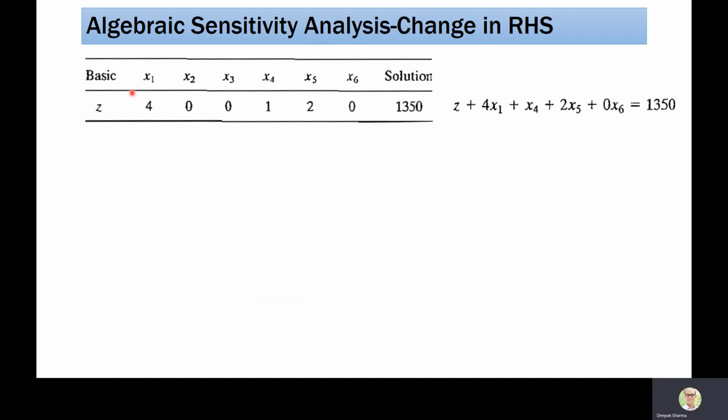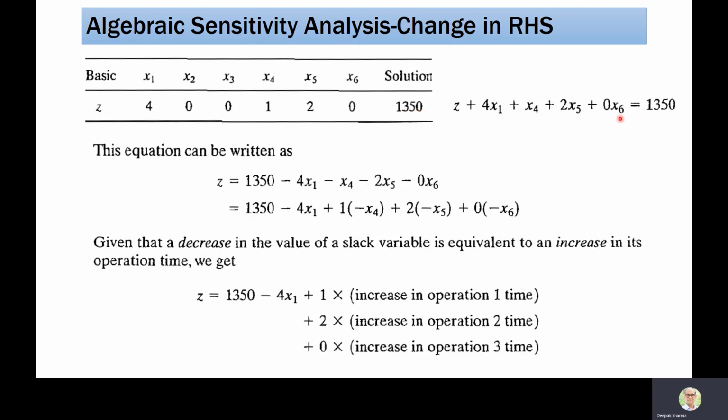Now this is the Z row corresponding to the optimal simplex table. If I write an equation using this, it is Z plus 4x1 plus x4 plus 2x5 plus 0 times x6 equals 1350. So the same equation we have written on the right hand side of this table. Let us rewrite this particular equation.